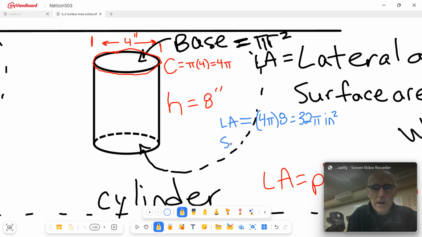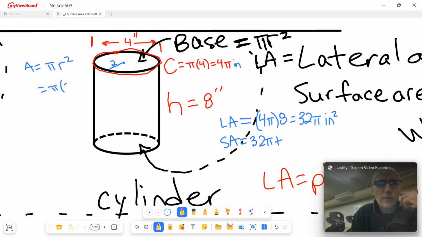Now for surface area, we've got to add the bases in. So I go 32 pi plus, let's see, how do I get the area of the base? Well, that's where we need the radius. The radius comes out to be 2. And I really wish I would have picked a different number than 4, because the area of the base is going to look identical to the circumference. But the circumference is just in inches, and the area is going to be in square inches. So the area formula for a circle is pi r squared. And then I go pi times 2 squared, and I end up with 4 pi.